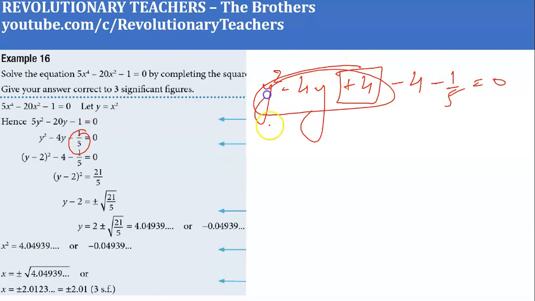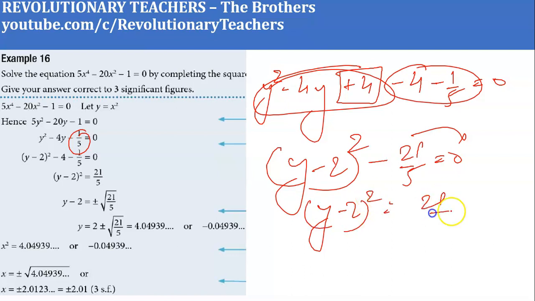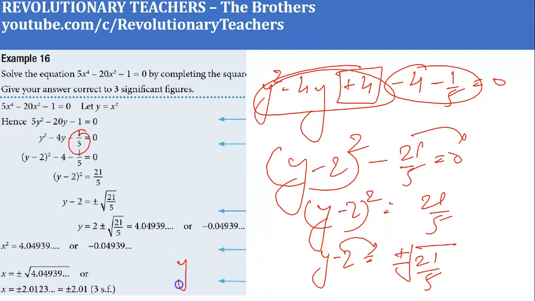Now consider these three terms. These are a perfect square, (y minus 2) whole square. Now solve these two separately. You will have minus 21 by 5 equal to 0. Send it to the other side. (y minus 2) whole square equals 21 by 5. When you make y minus 2 the subject, you will have under root 21 by 5, with plus minus. Okay. Send 2 to the other side. So you will have y equals 2 plus minus under root 21 upon 5. This is your answer.